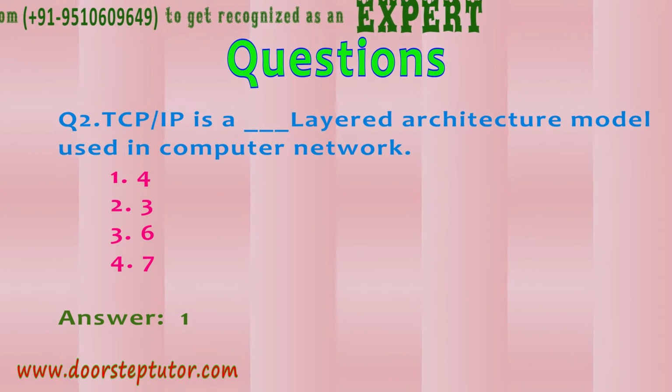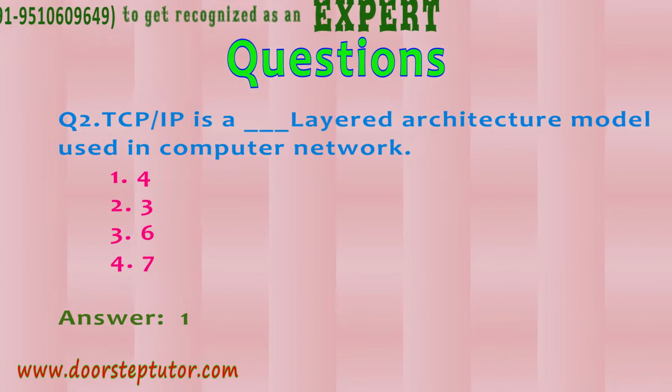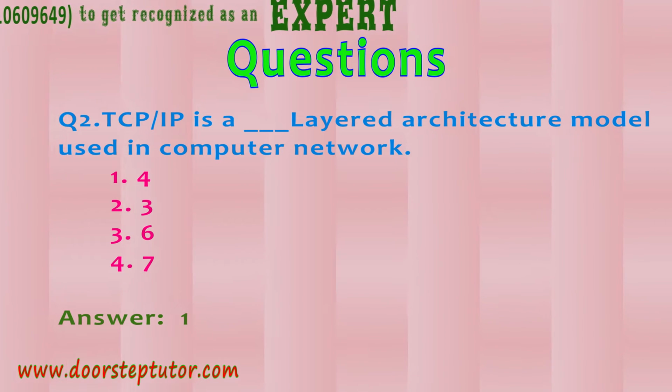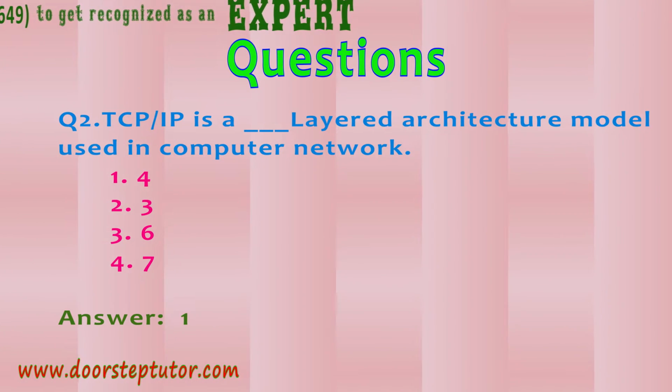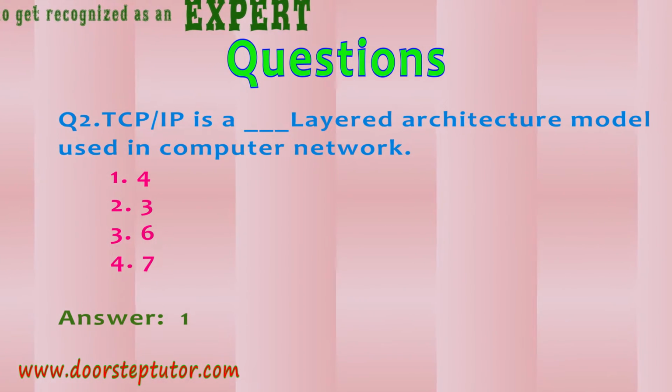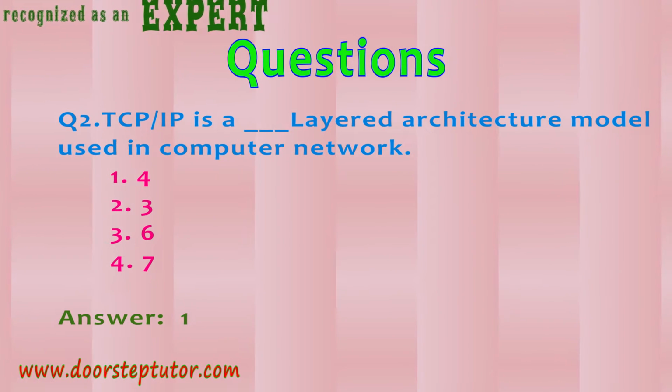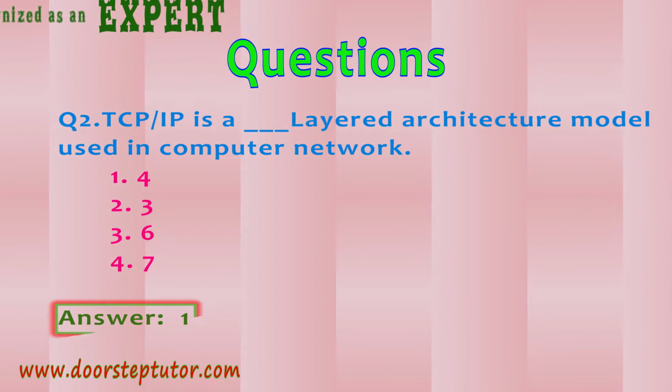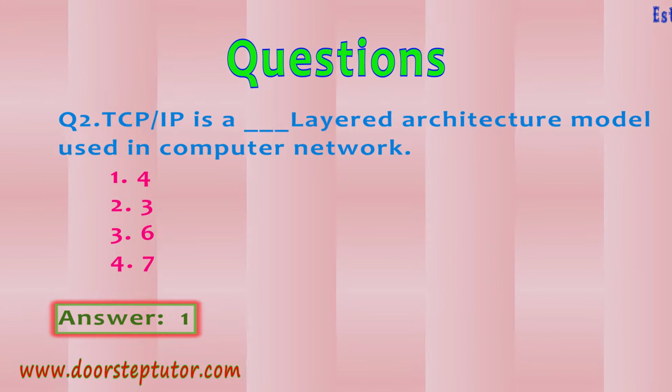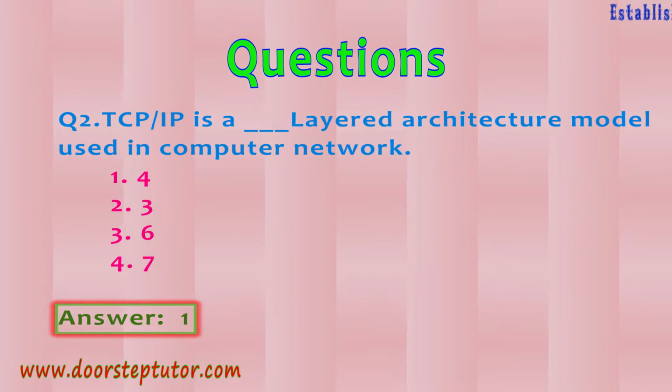Let's come to the second question. TCP/IP is a dash layered architecture model used in computer network. This is a very easy question. So what is the answer? The answer is option number 1, 4. TCP/IP is a 4-layered architecture model.